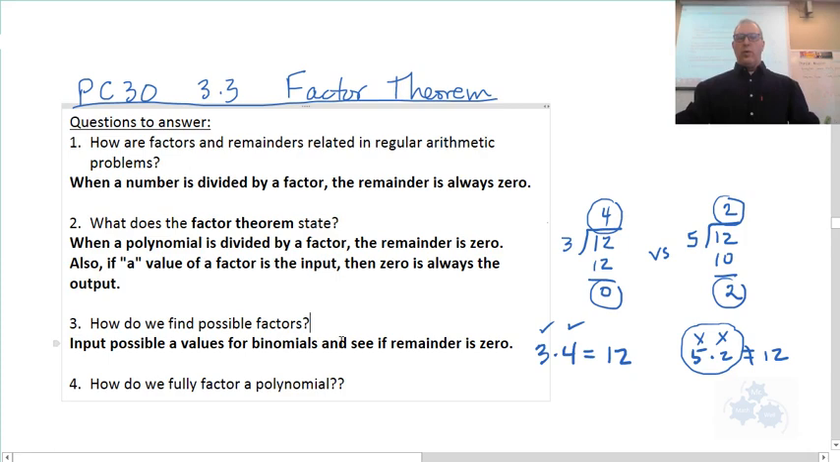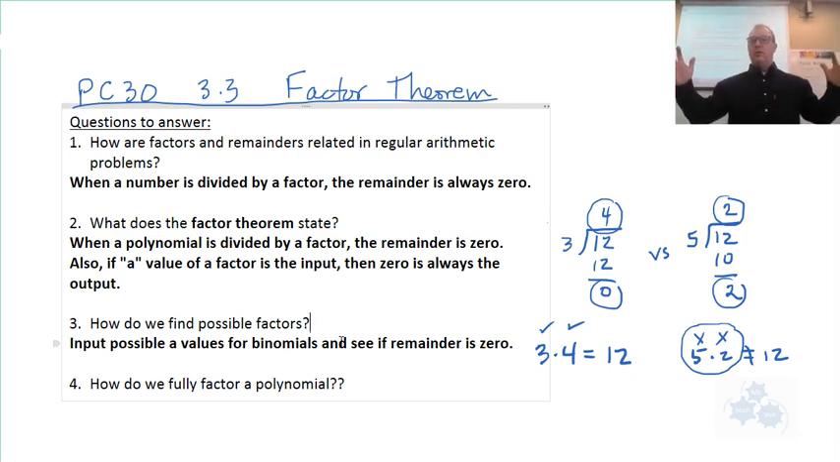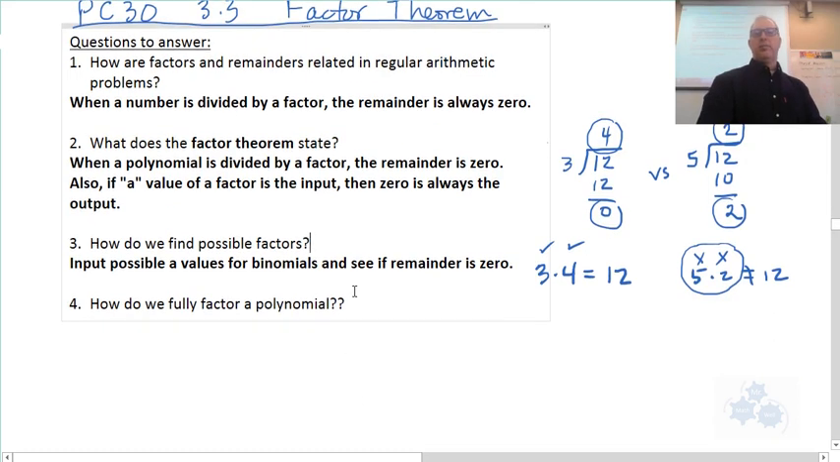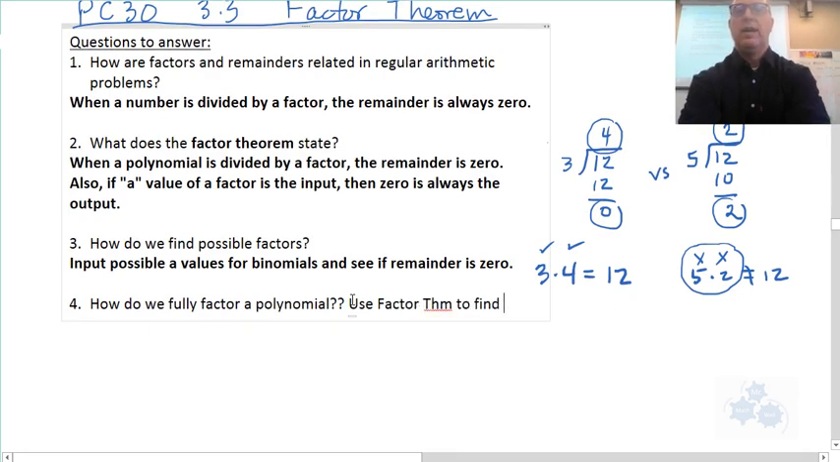So we're going to be taking a long polynomial, like maybe degree 5 or 4 or 3, and we're going to have to fully factor that. That's the whole point of this lesson, is using the factor theorem to factor a large polynomial. So what we're going to do is test for possible factors using the factor theorem. So how do we fully factor a polynomial? Well, we need to use the factor theorem to find all factors.